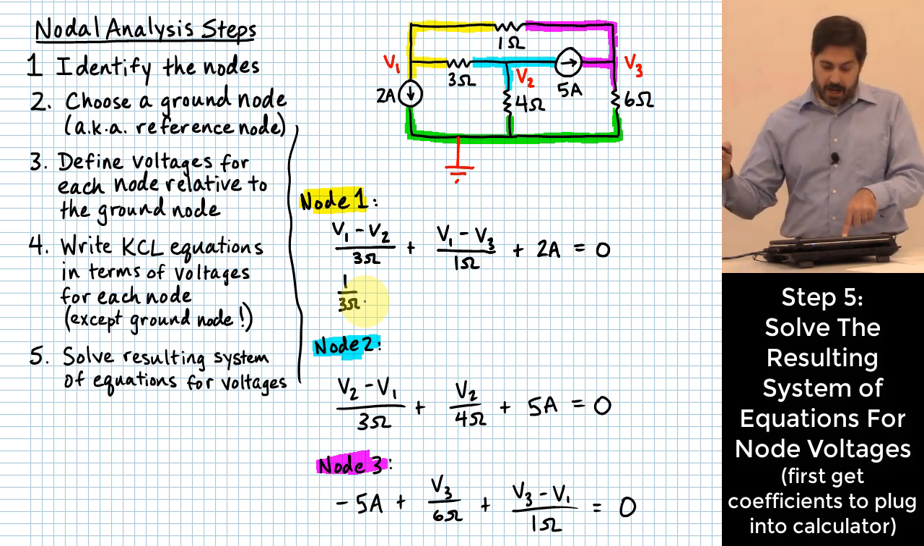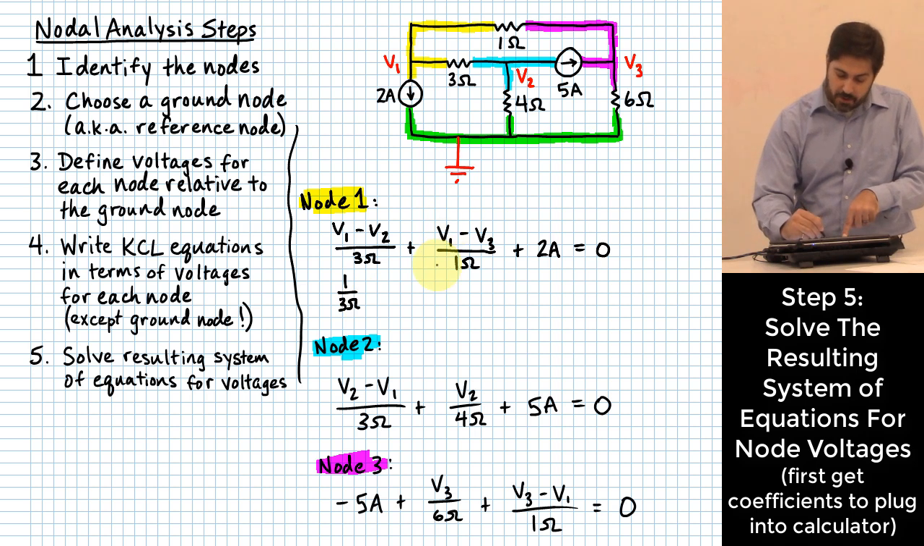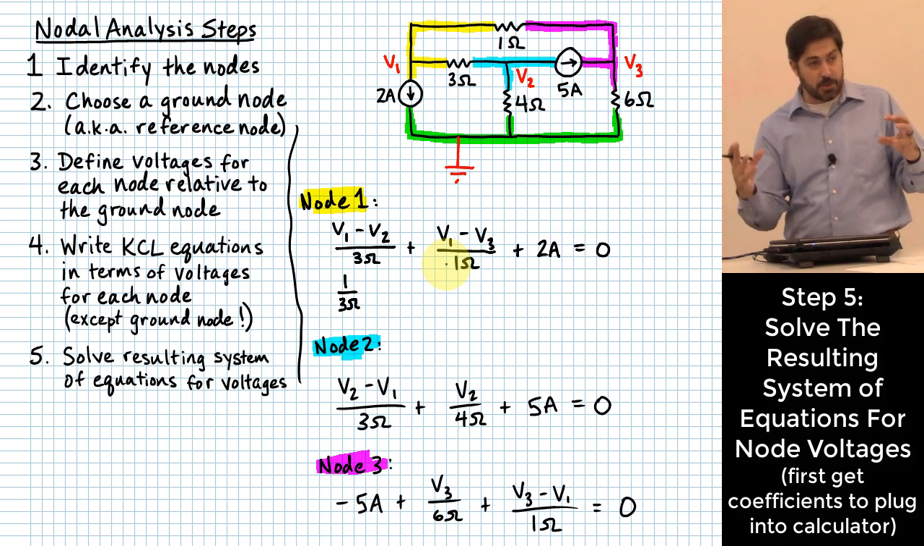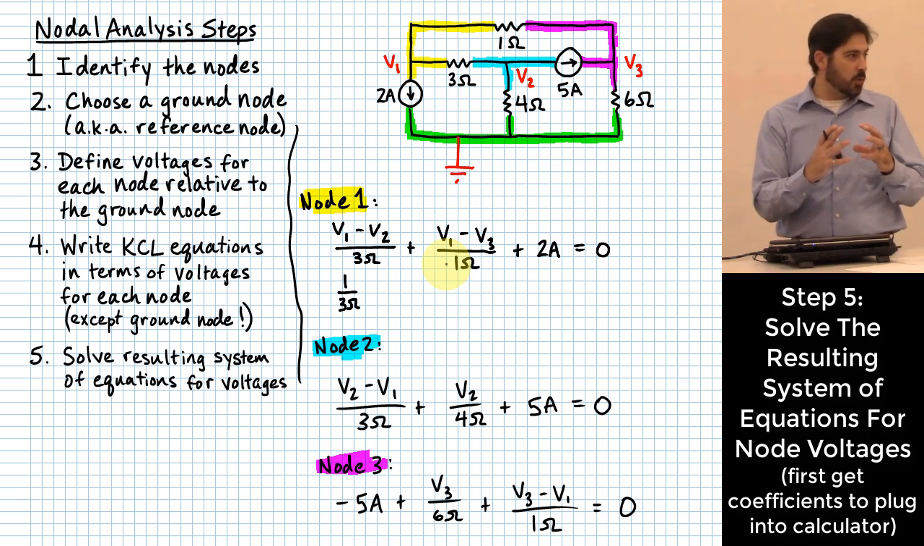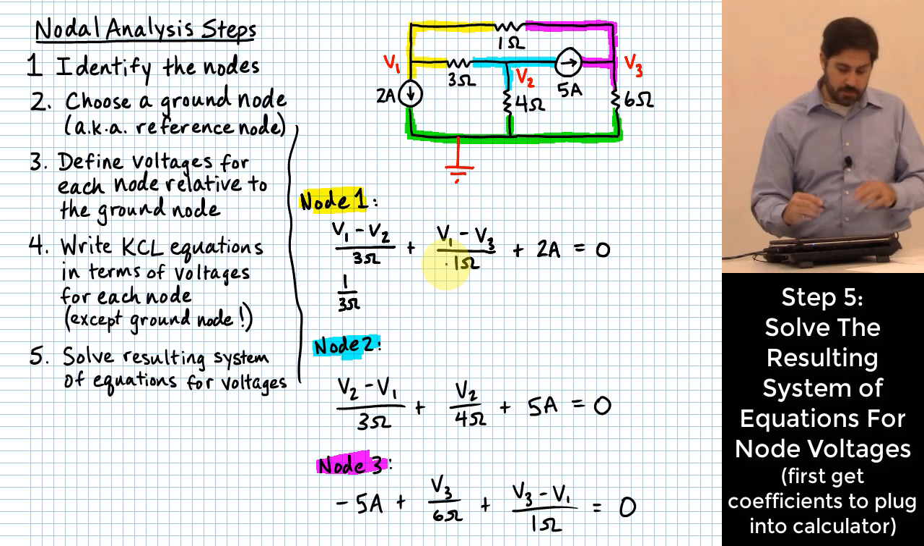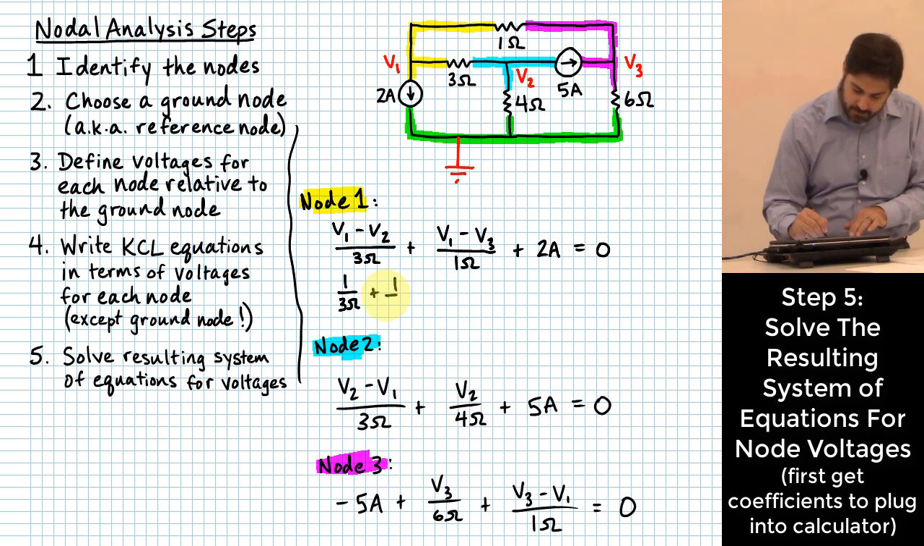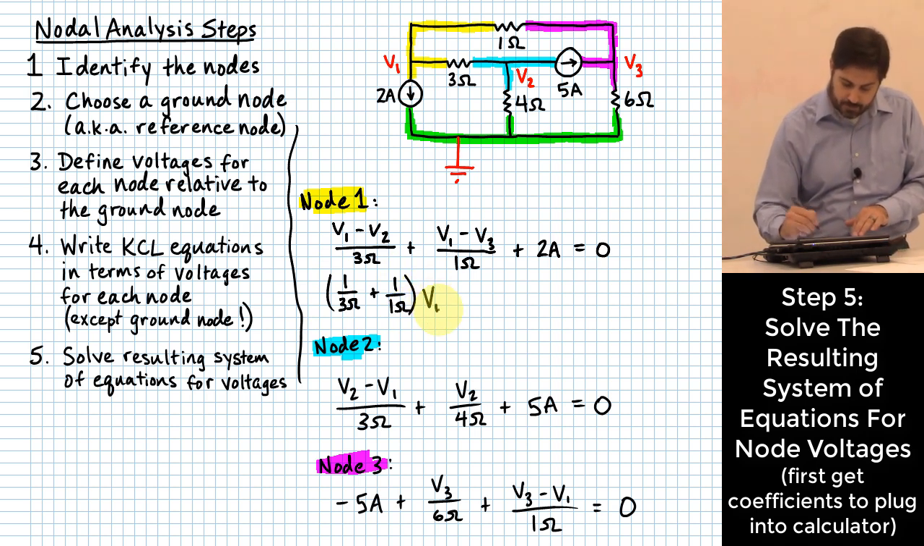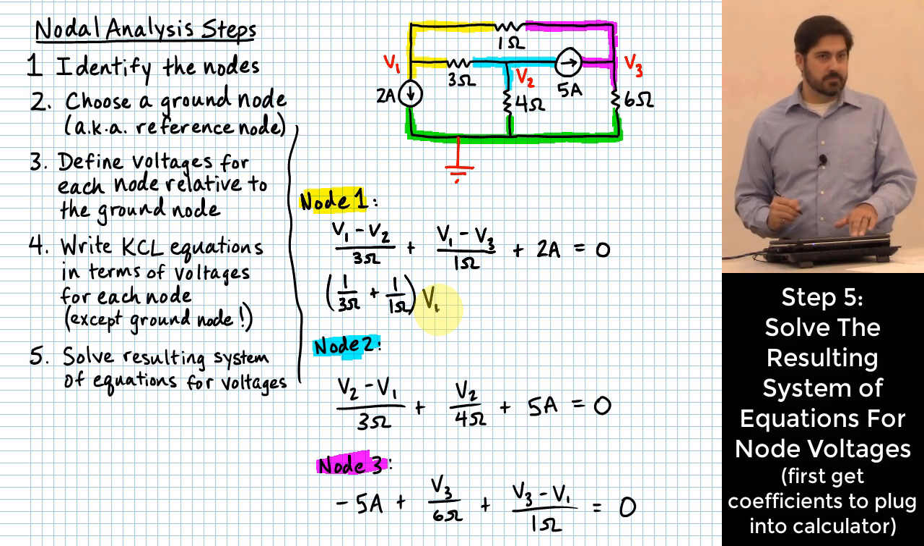Okay, I've also got the V1 that's over here in this term. I can do the same thing with that one and split that apart into a V1 over 1 ohm minus V3 over 1 ohm, right? Once I do that, I can recollect the 1 over 1 ohm with the 1 over 3 ohms over here like this. And that becomes the entire coefficient of the V1 variable. Follow me with that?